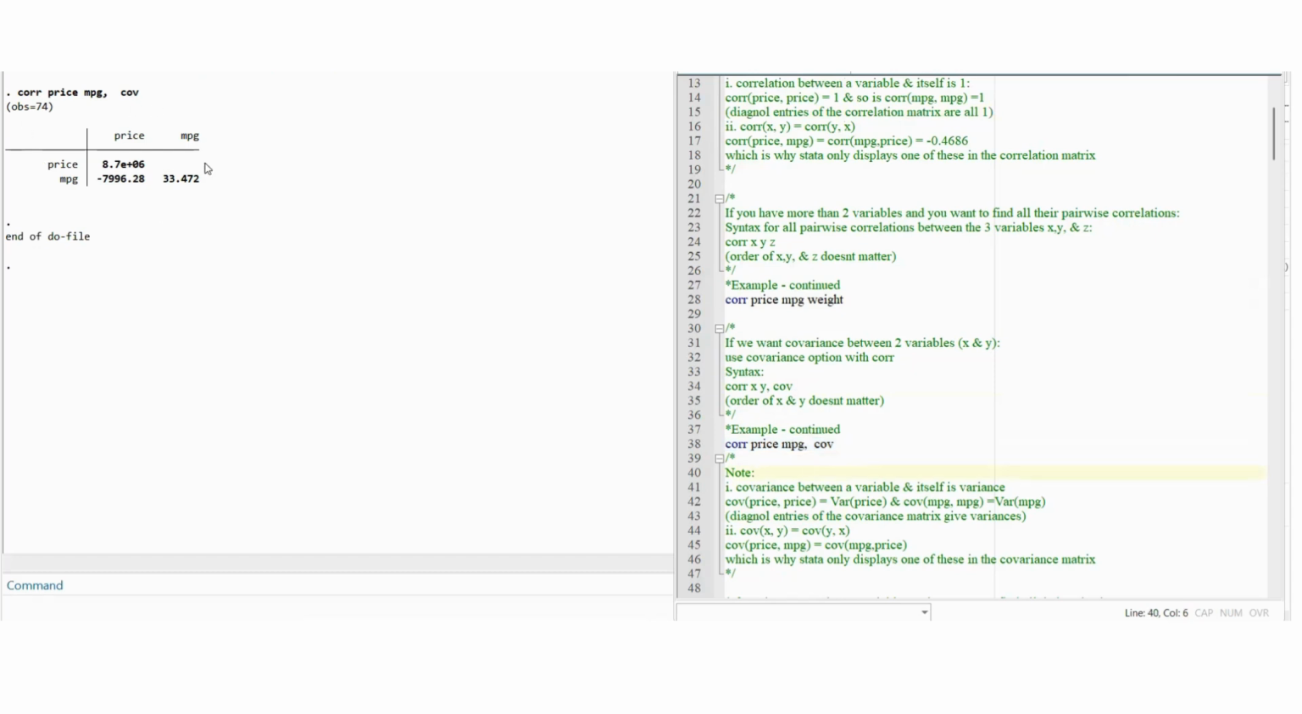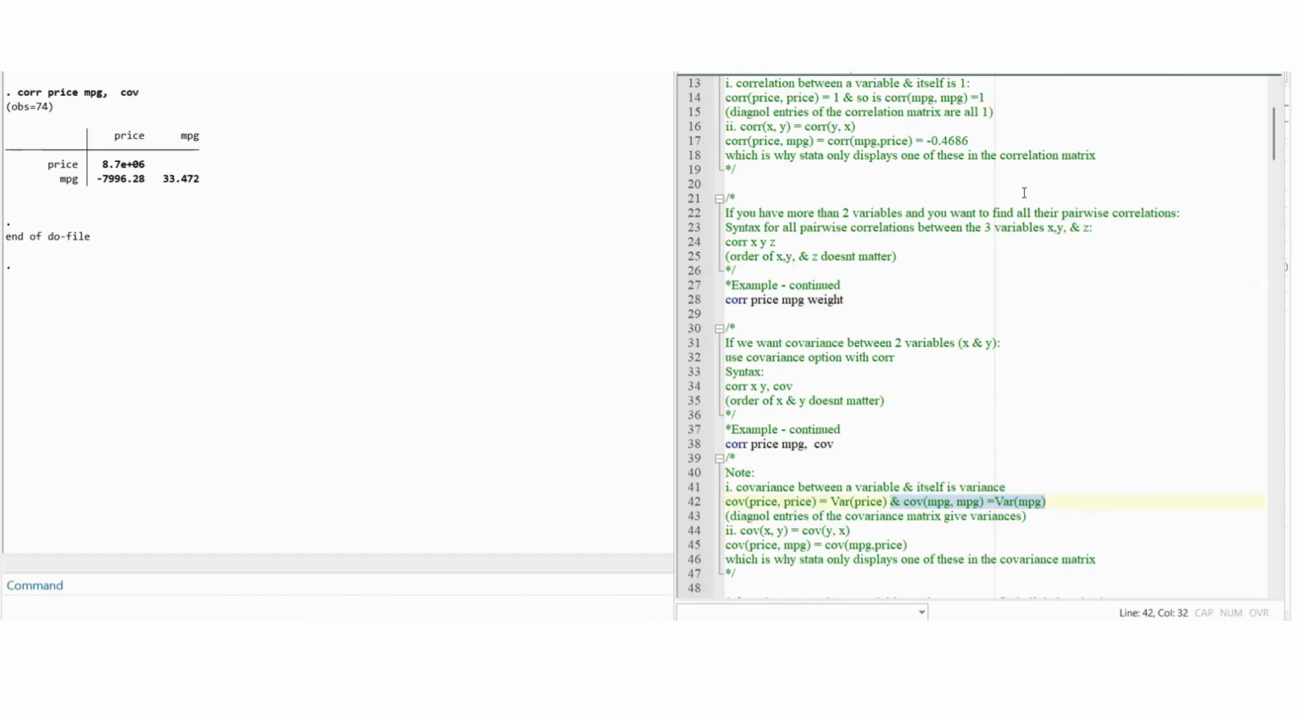Now, a couple of things to note about this covariance matrix. Number one, the covariance between a variable and itself is always the variance. So the covariance between price and price is the variance of price. So this over here is the covariance between price and price, which is the variance of price. Covariance between MPG and MPG is the variance of MPG, right? So this is the variance of MPG. So basically in this covariance matrix, the diagonal entries give us variance.